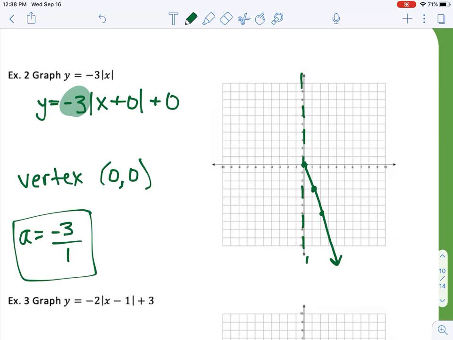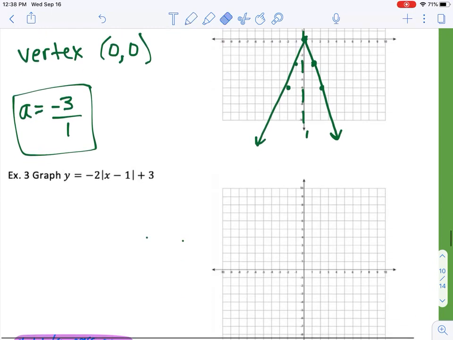We are going ahead and stretching this graph. You can either reflect it across or do a positive 3 over 1 slope to graph the other half of our absolute value equation, and that is our graph.